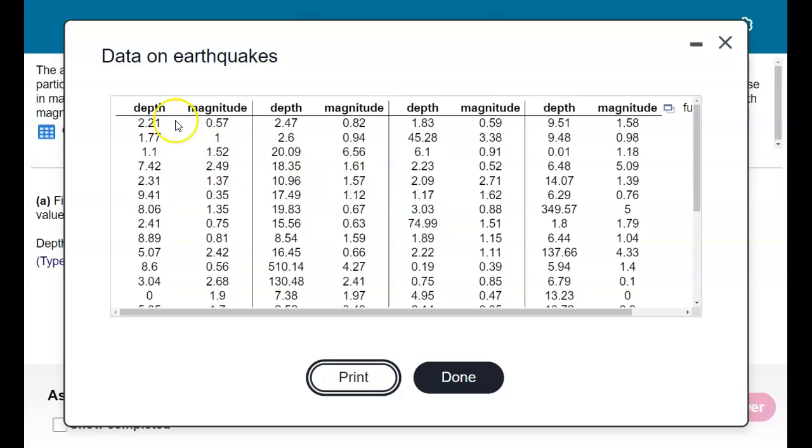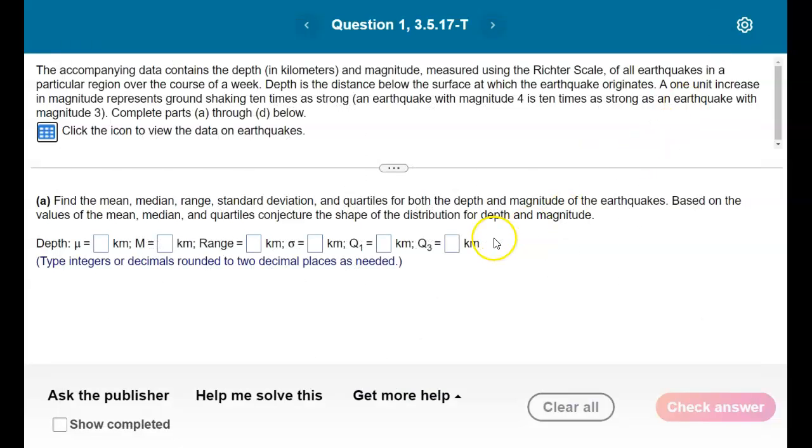Actually 100 pieces of data for both depth and magnitude each. So one of the things that I would recommend doing is using technology. And also a little bit of a key here that this is a technology dependent problem is because this problem label ends with the T.